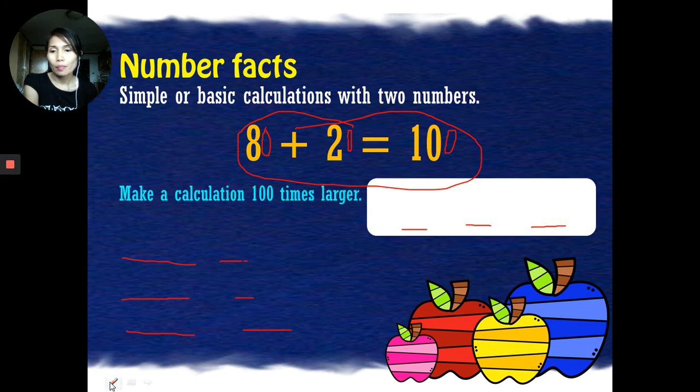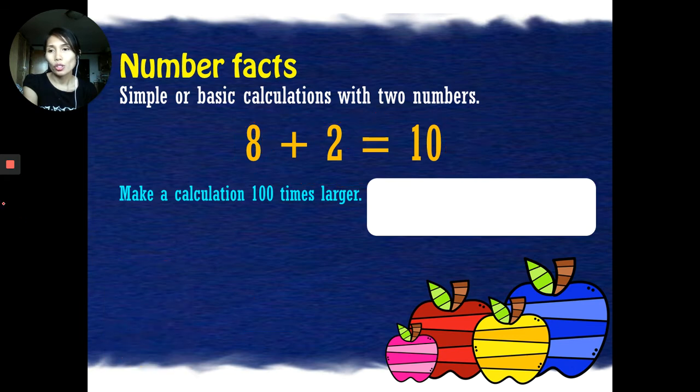Now let's try another one. Let's make a calculation 100 times larger. Okay, so as I've said, you don't have to multiply this to 100 because it's 100 times larger. So you don't have to calculate 8 times 100, 2 times 100, 10 times 100. You can just simply add 2 zeros, okay? Because 8 times 100 is 800, right? So you just simply add 2 zeros in here. 2 zeros and 2 zeros. So that's the answer.